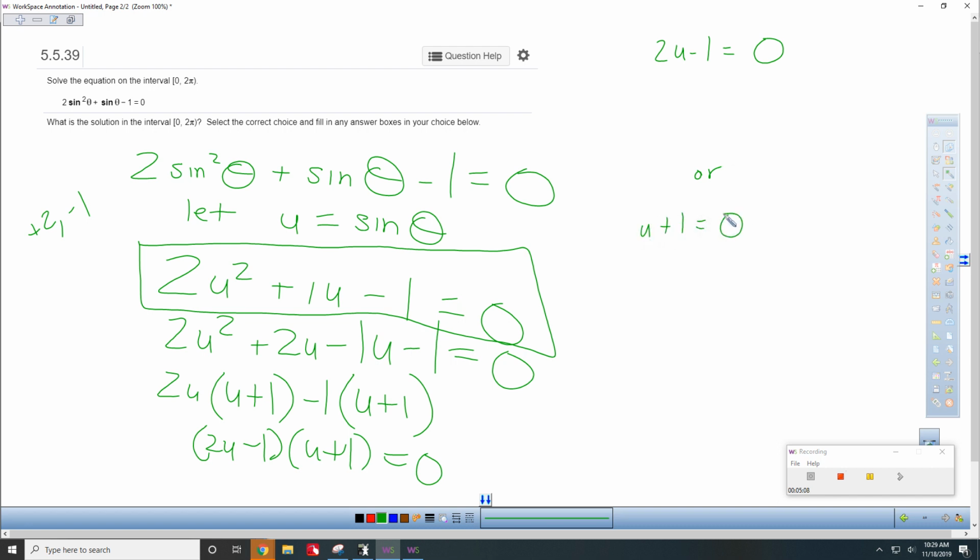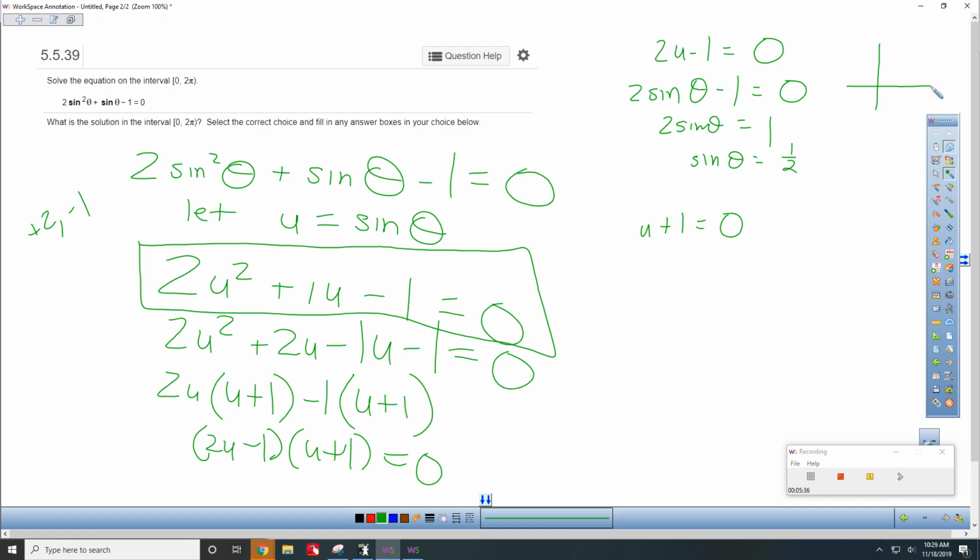All right, now let's substitute it back in. U equals sine of theta. So 2 times the sine of theta minus 1 equals 0, which means 2 times the sine of theta equals 1, which means sine of theta is positive 1/2.